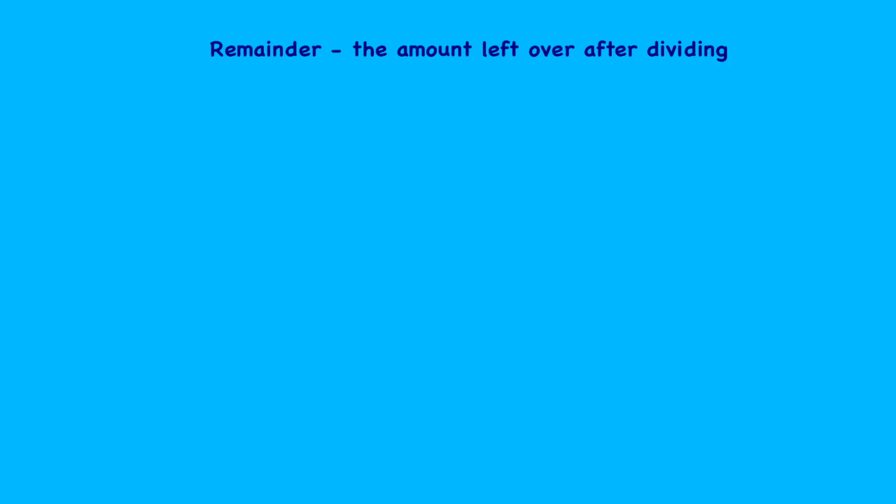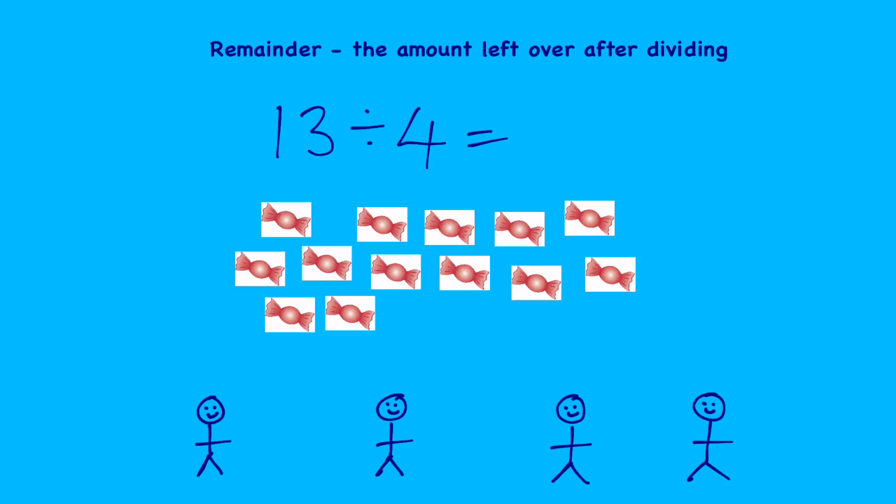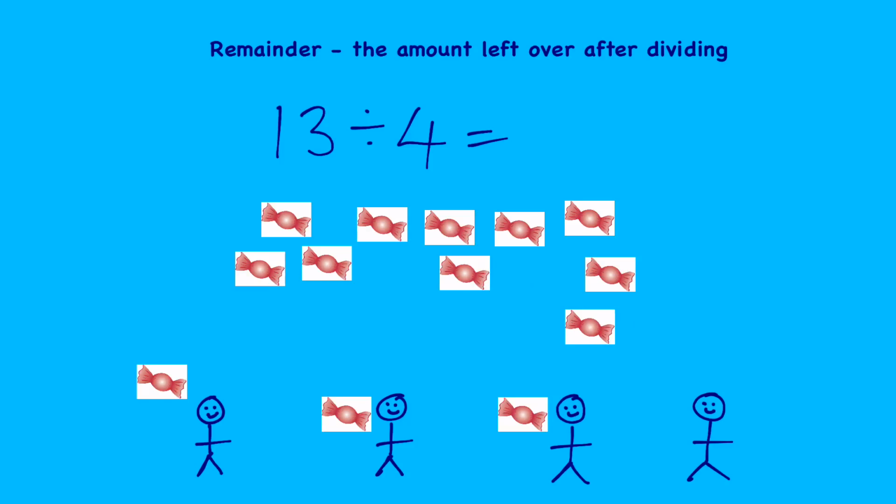For example, let's imagine I had 13 sweets and I wanted to share them out between four friends. So I'm going to do 13 divided by 4. So I've got my 13 sweets and I want to share them out fairly between four people. So I'm just going to share those out like we did before in our other divisions, remembering that everyone's got to have the same amount, so it's fair.